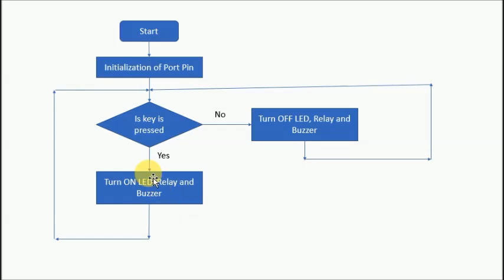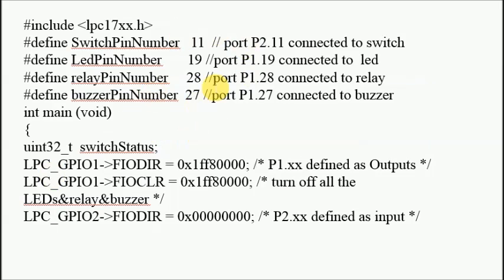Likewise. Now we see the program, how to write it. Initially I should include the header file, that is lpc17xx.h. In this header file, the necessary definitions are there regarding the Cortex M3 registers and the other useful registers. Out of that we are defining.